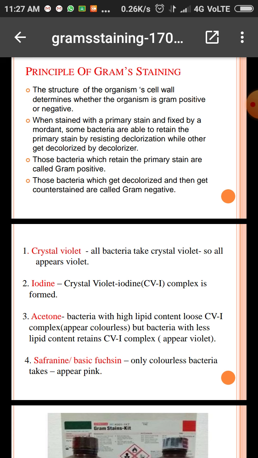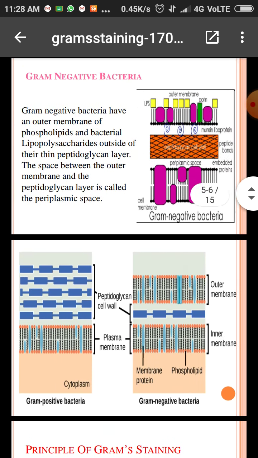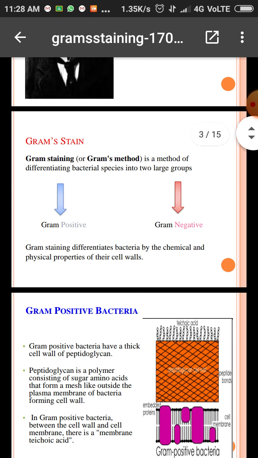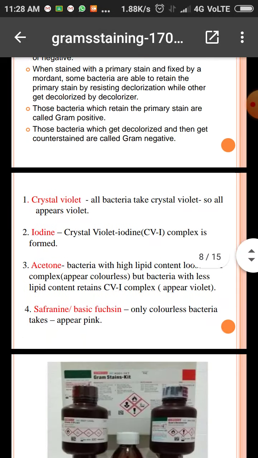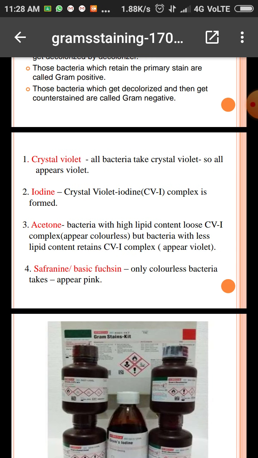And when you add safranin, it takes up the color of safranin. So gram positive appears violet, as you can see, and gram negative appears pink. So this is the principle of gram staining.